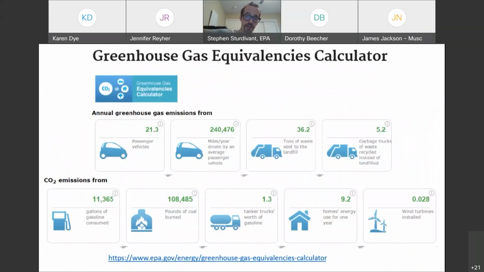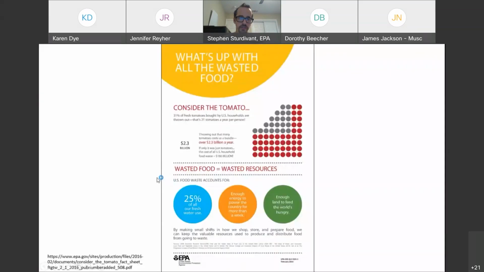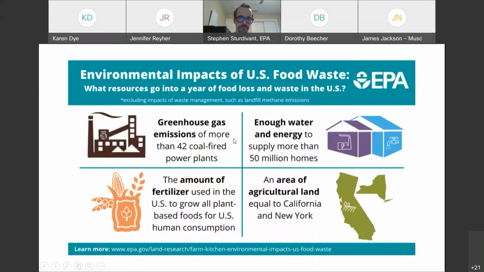And here's a tool that you can throw that number into and come out with great equivalencies. How many cars did you take off the road through your activity? So that's kind of fun. And then these are just some social media posts, pictures that you're welcome to use, put up at school on your walls or online. You're welcome to have these.